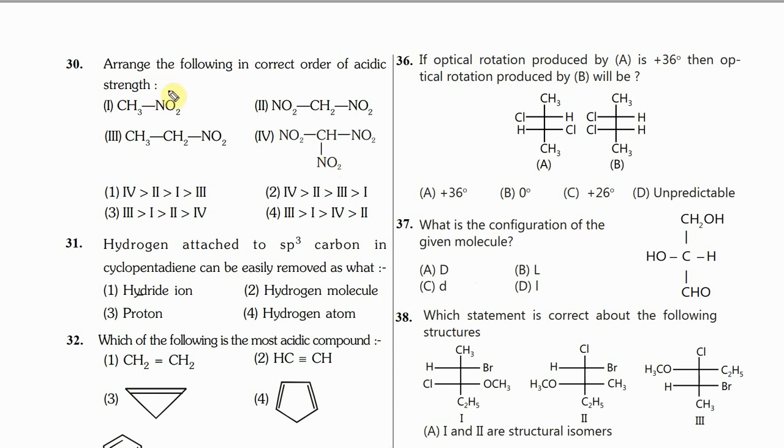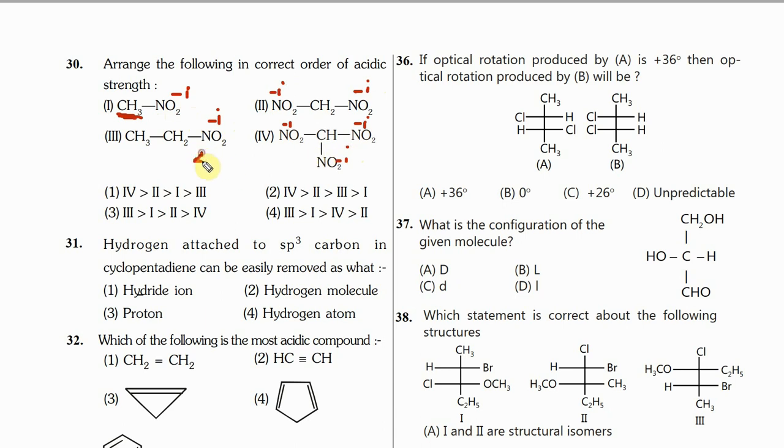Among the following, the correct acidic strength. For acidic strength, basically what they have given is that we are going to remove a hydrogen from a carbon. What's attached? NO2 helps in acidic strength because of minus I. So I have minus I, minus I, minus I, minus I, minus I, minus I, minus I.